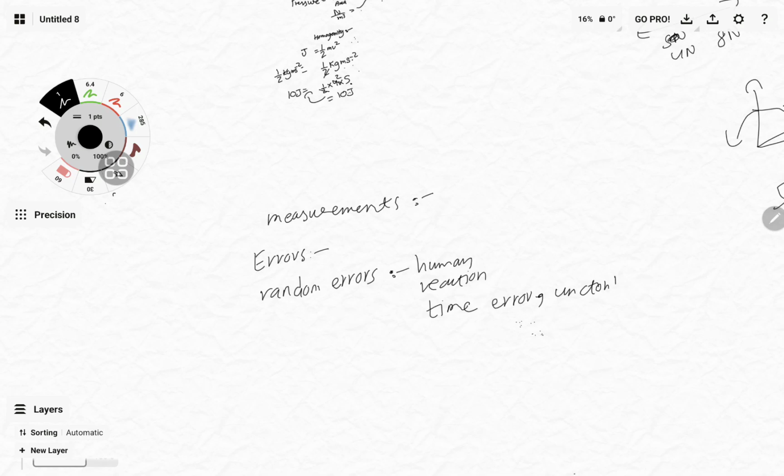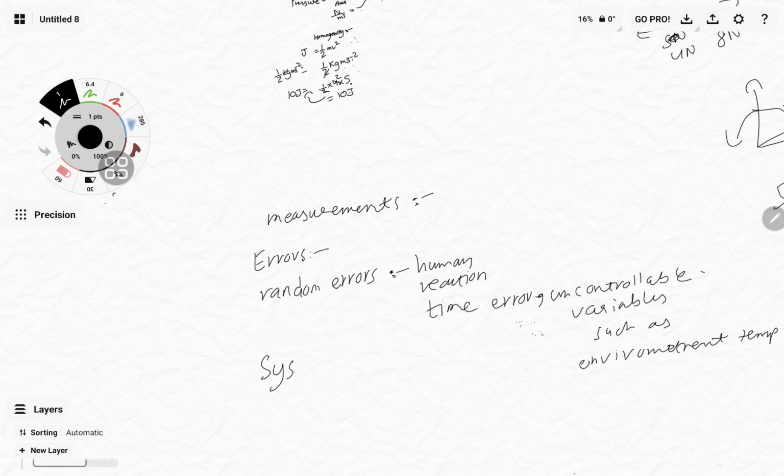uncontrollable. Sorry, my writing is awful. I am in a very unproductive environment, as I already mentioned. Uncontrollable variables such as environment temperature. Environment temp.